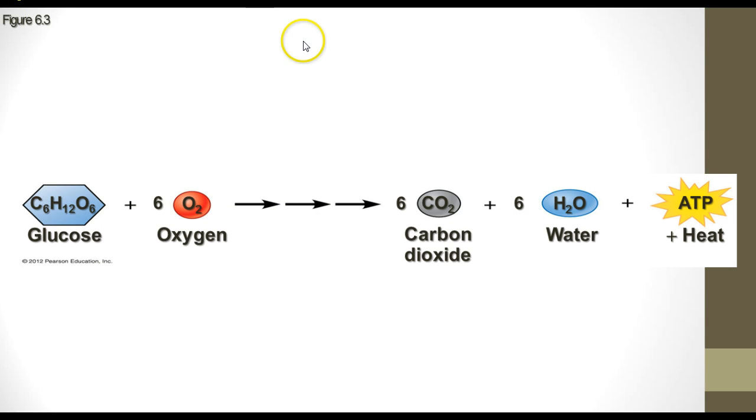Here's the equation for the process of cellular respiration. Glucose combines with 6 molecules of oxygen to produce 6 molecules of carbon dioxide, 6 molecules of water, plus ATP and heat energy. This is an overall equation for a very complex multi-step process. We're not going to just add this together. There are several steps in which this occurs, so it's going to be a little bit different, but it's going to involve using glucose and oxygen as reactants and producing carbon dioxide and water and ATP as products.